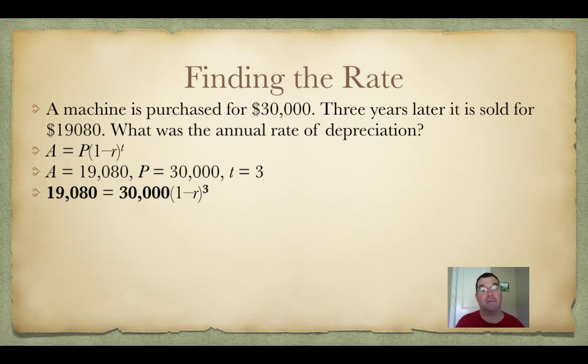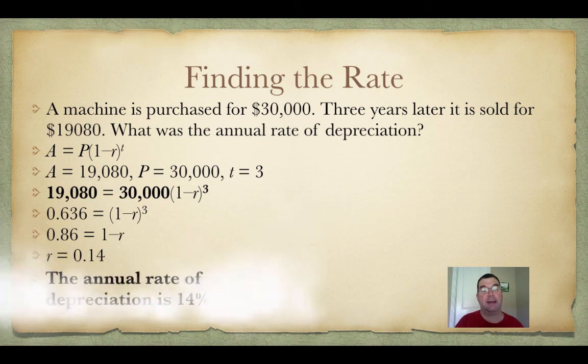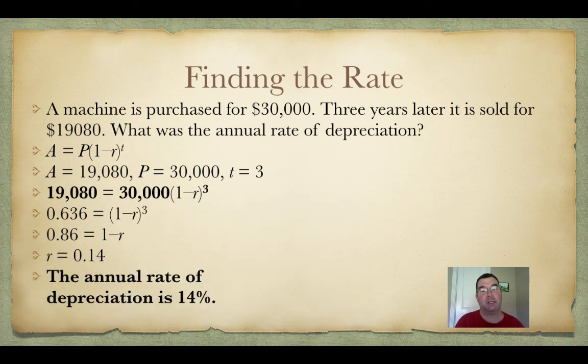Okay, and so now I have to solve for R. The first thing I'm going to do is divide by the 30,000 on both sides. That will get rid of it on the right-hand side, and that gives me 0.636 equals (1 minus R) to the third. Remember, I'm solving for R, so I need to get rid of that exponent of 3. So that means I need to cube root both sides. That gets me 0.86 equals 1 minus R. And then one more step, and that gets me that R equals 0.14, and that means that the annual rate of depreciation is 14%. So those are the types of questions that I can ask you regarding depreciation.